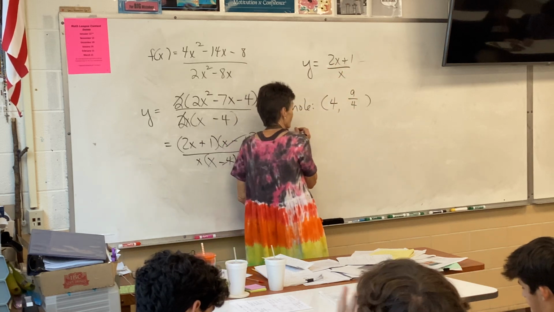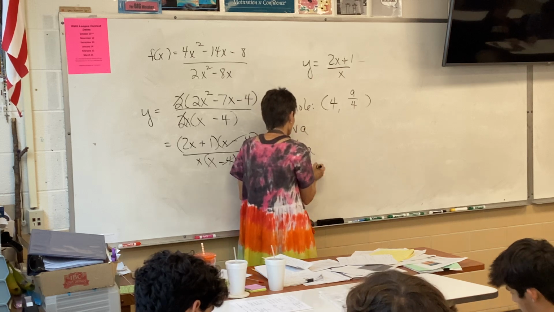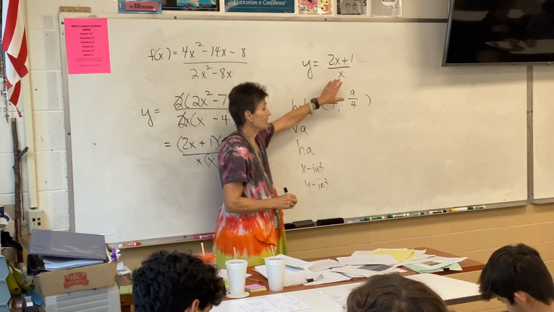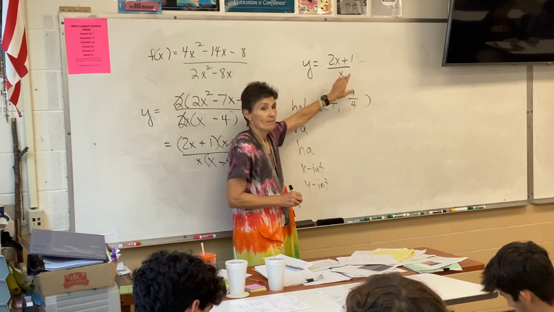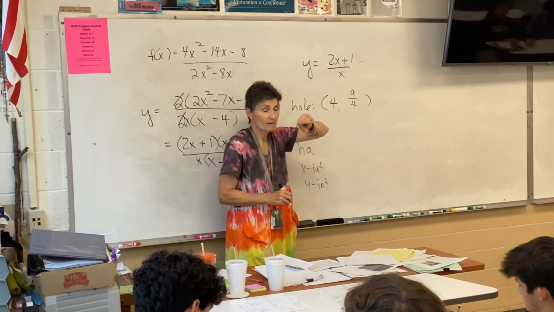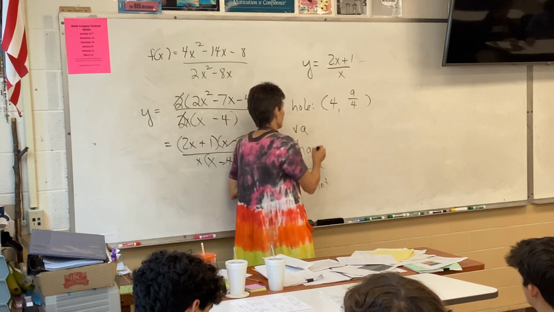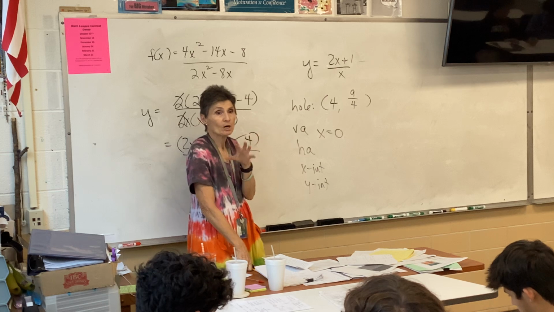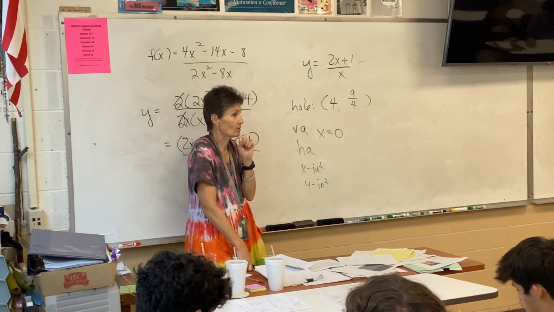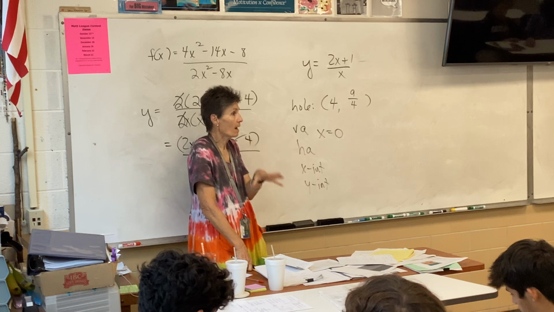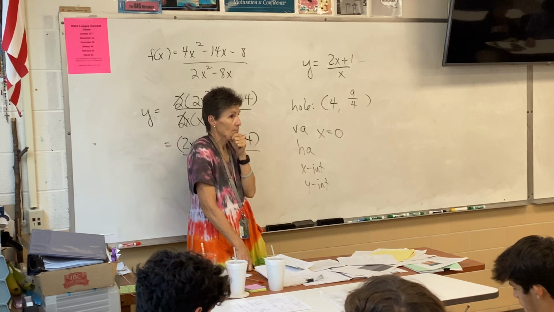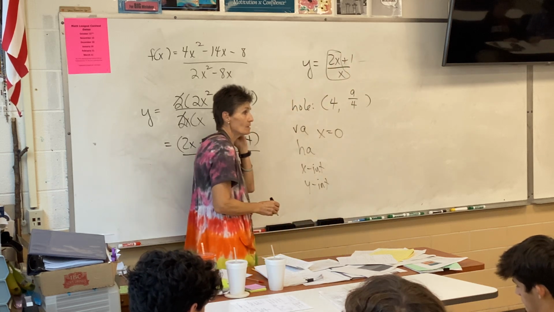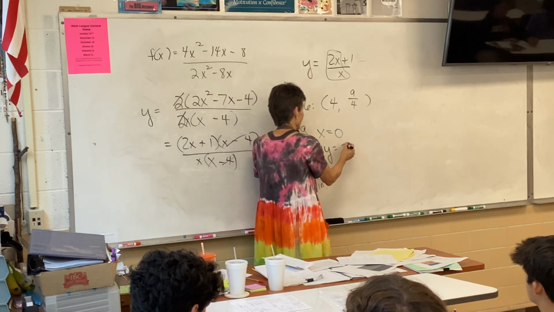All right, I need vertical asymptotes, horizontal asymptotes, x-intercept, y-intercept. All right, here we go. Do I still have a denominator? Yes. That means I have a vertical asymptote. And that vertical asymptote is where? x equals 0. Vertical asymptotes come from the denominator. What makes the denominator 0? x equals 0. Now, horizontal asymptotes come from the leading terms, so that would be y equals 2.